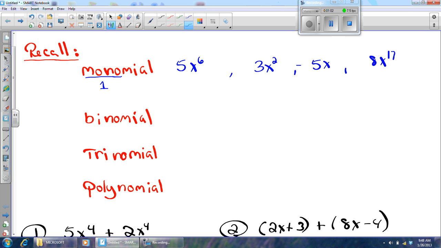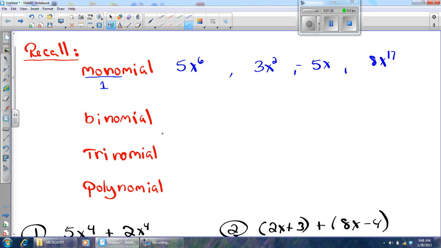And some of you are going to say, well, there's a 5 in it. Well, yeah, but the 5 and the x to the 6th power are being multiplied to make one number. We don't know that exact number at this point. In some problems we'll be able to figure it out. Not today, though. But because it's being multiplied, it's just one value.